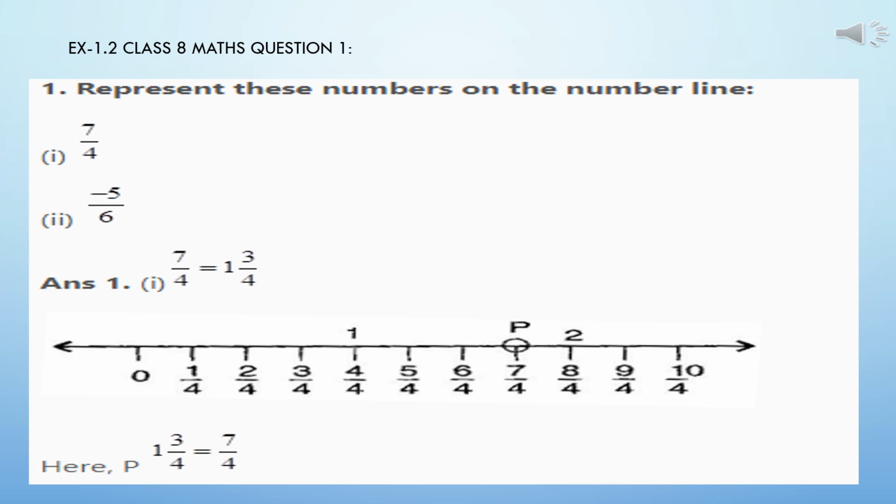Here 4 upon 4 represents 1 and 8 upon 4 represents 2, and 7 upon 4 lies between these two numbers. For representing the rational number, we have to form the number line according to the quotient. In the quotient, we have 7 upon 4, that is, denominator is 4 and it is positive. So, all numbers lie on the right hand side of 0. So, we will convert 1 into 1 upon 4, 2 into 2 upon 4, 3 into 3 upon 4 and so on. Now, P represents the value, that is 7 upon 4.